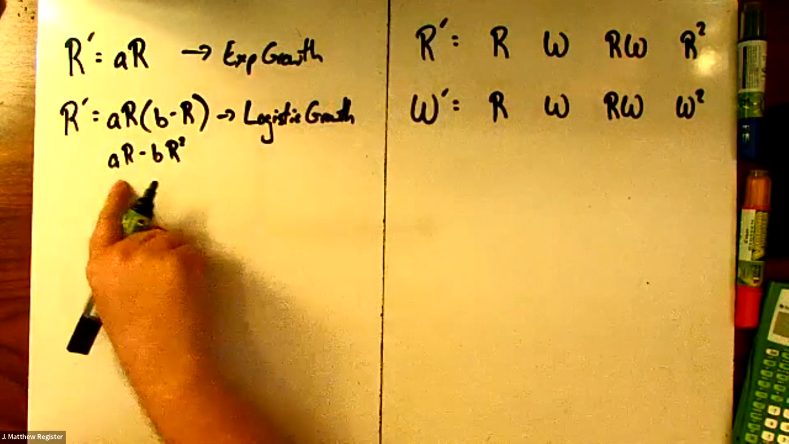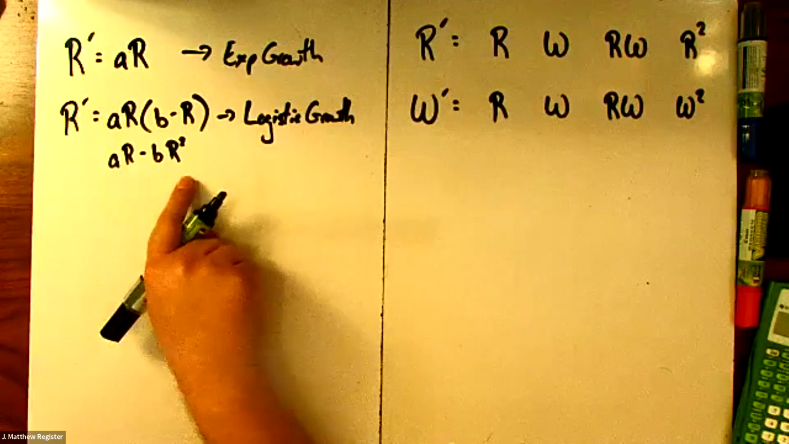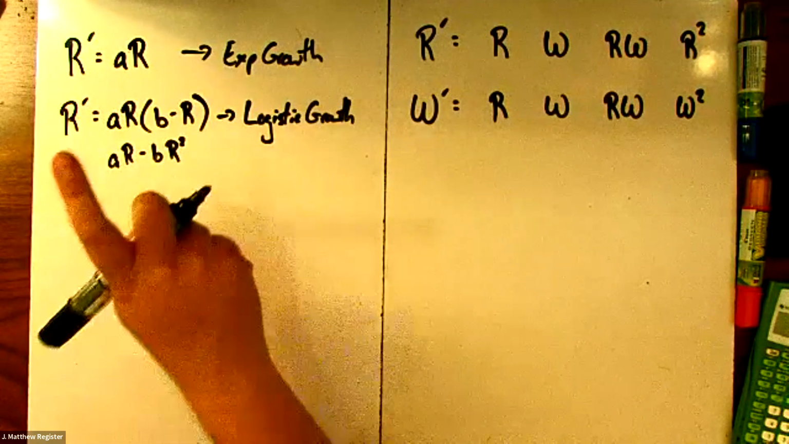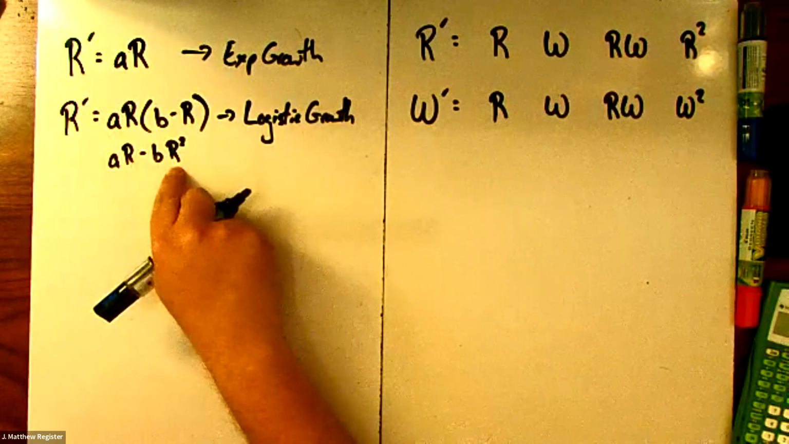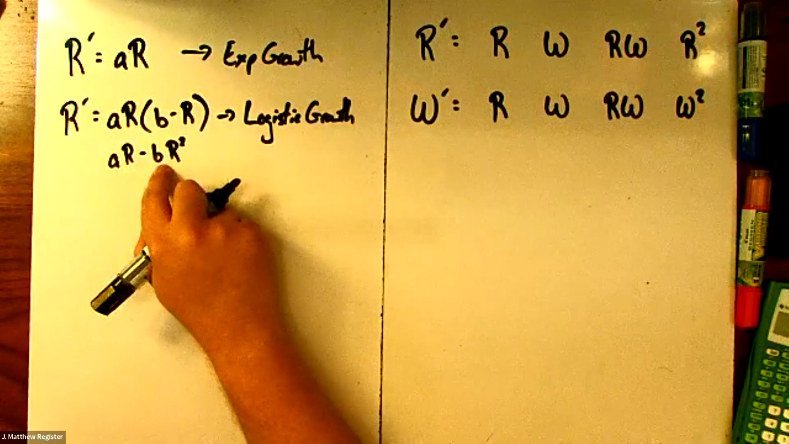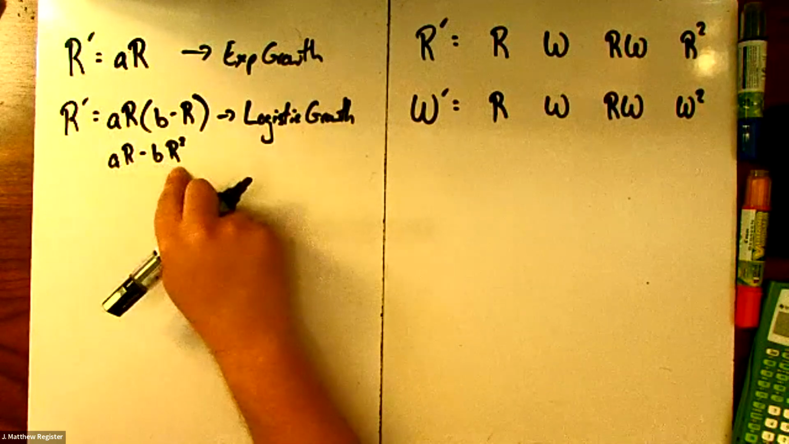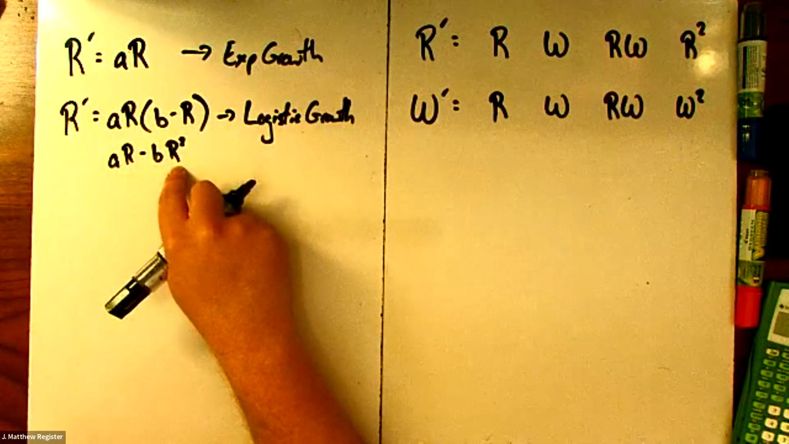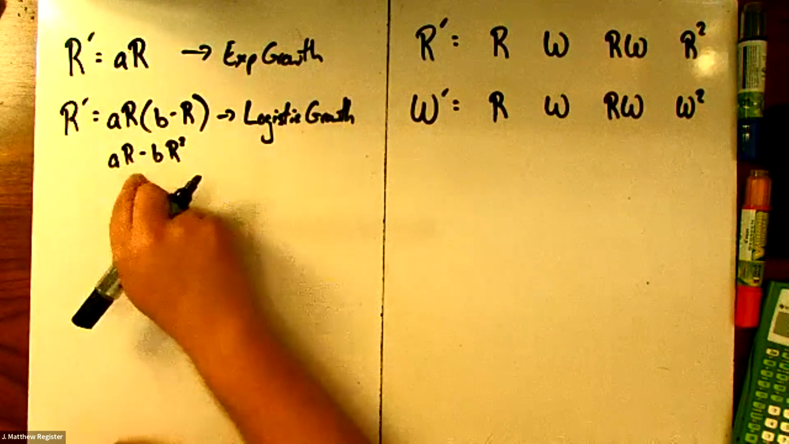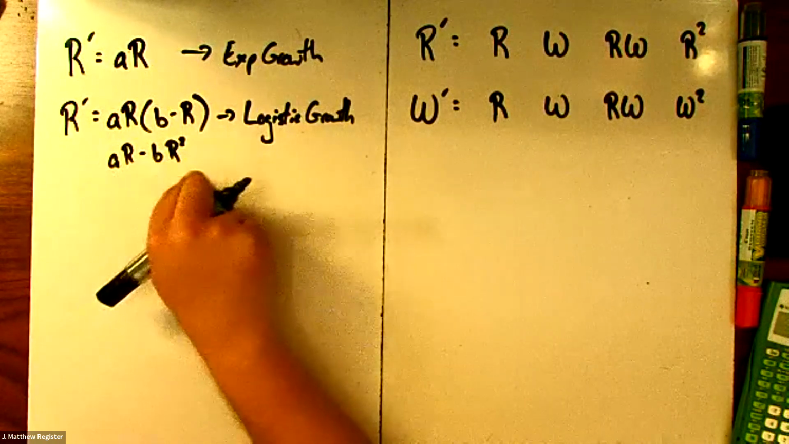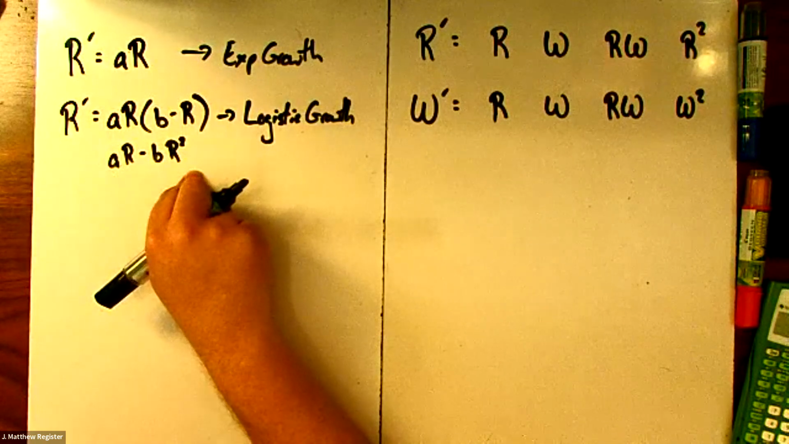Notice from this second equation, if we have a ridiculous amount of rabbits, this R squared term is going to overtake this R term. Usually the value in front of the R squared is a very, very tiny number. That way, for smaller values of R, this term is the dominant term, but for larger values of R, this term overtakes it and becomes dominant.